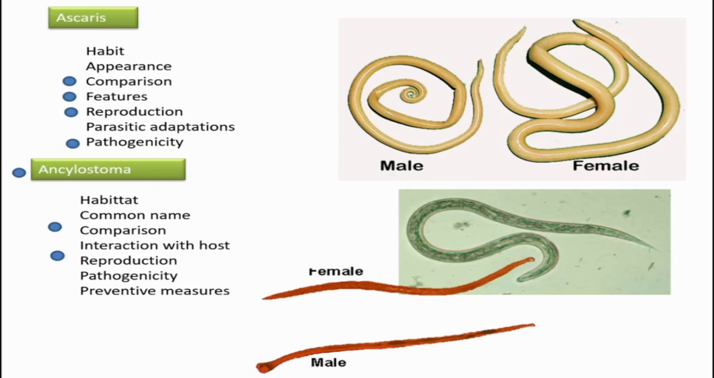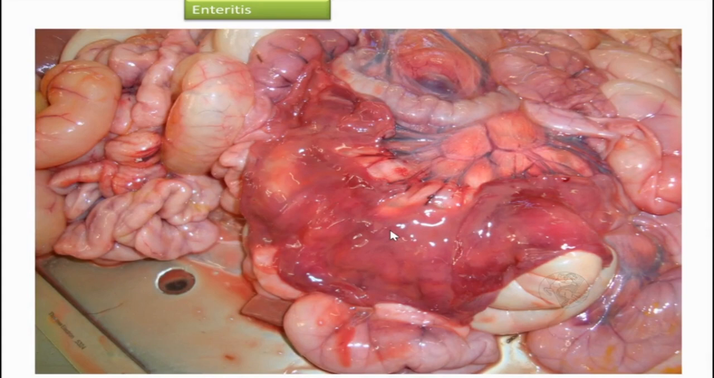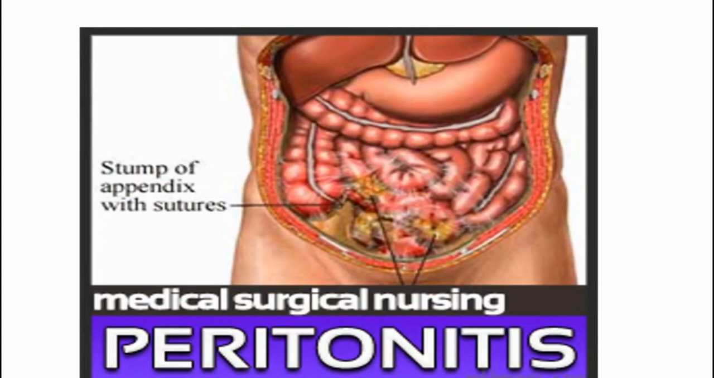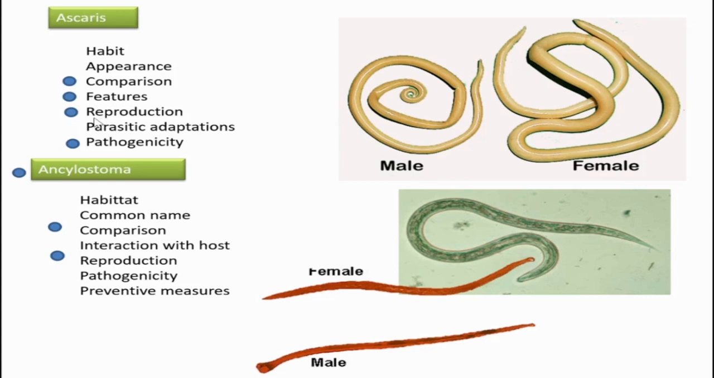And adult worms cause enteritis. Enteritis means the inflammation of the small intestine. Adult worms can cause enteritis in humans. Sometimes appendicitis and also peritonitis. Peritonitis also means inflammation, inflammation in the peritoneum. Peritoneum is the lining of the inner wall of the abdomen. And a massive infection may lead to death of the organism. The organism is the host. Next is Ancylostoma.